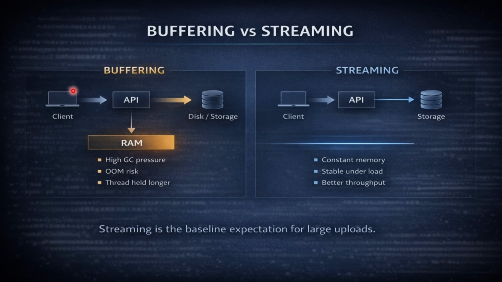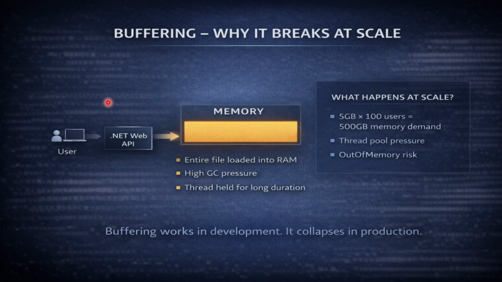Now let's see what actually happens in production if we implement buffering. A user uploads a 5 GB file, you're buffering it, and your API first reads the entire file and only then processes it or moves it to storage. That means this 5 GB file is sitting in memory, and because of that, memory pressure is constantly increasing and latency comes into the picture.